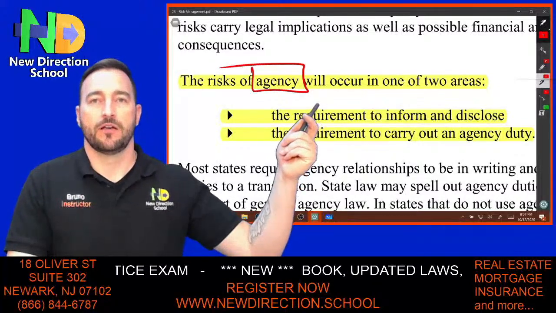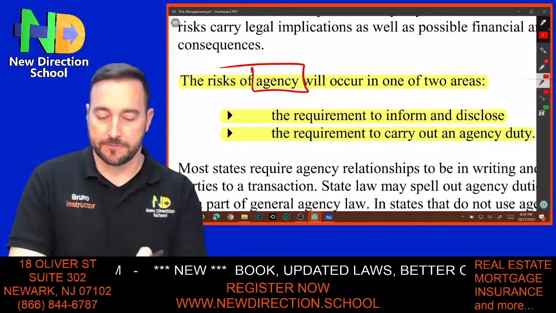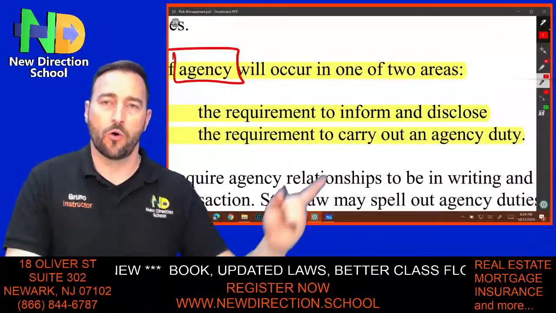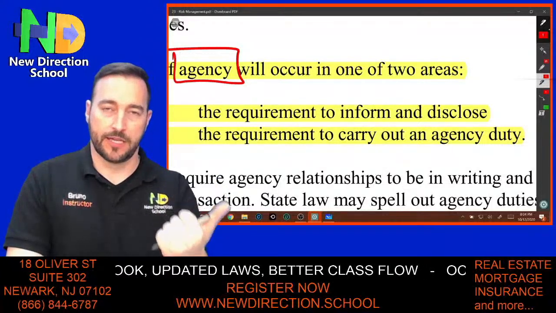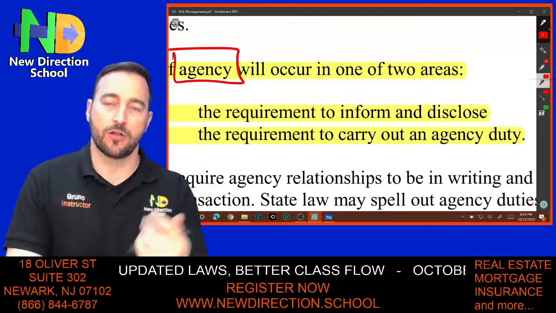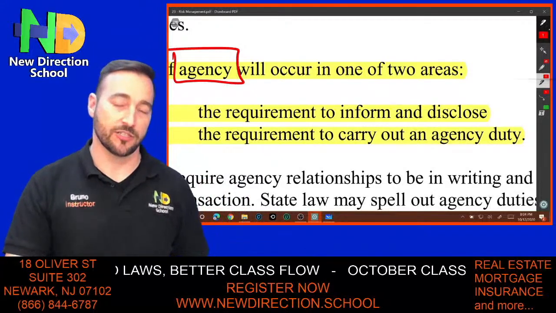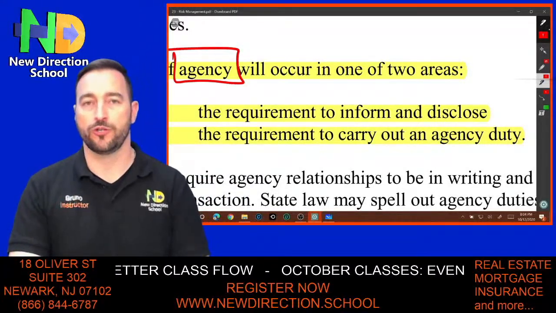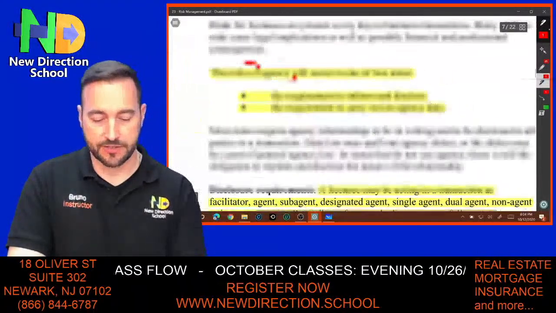So under the risks of agency, they will occur in one of two areas. Either the fact that you have to inform and disclose, or your agency duty, which is care, obedience, accounting, loyalty, and disclosure, right? So how you conduct yourself as an agent, what you should do for that principal, the client, or what you should do for a customer. So these are the risks of agency.